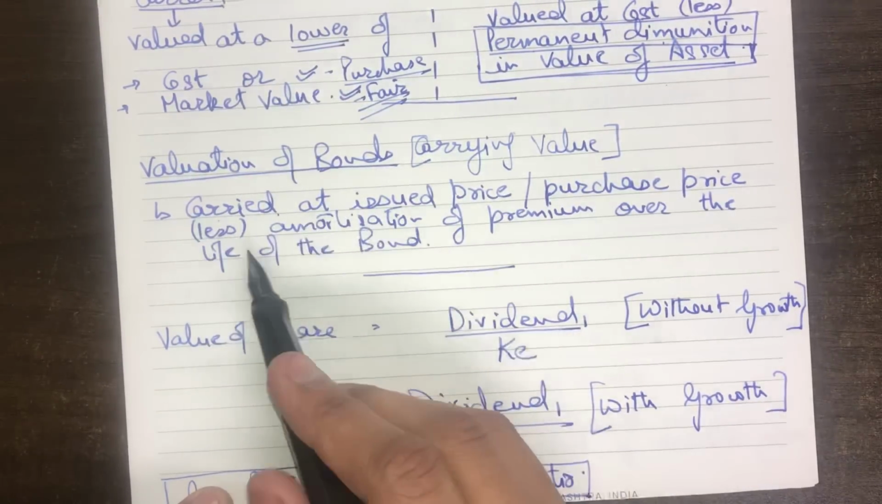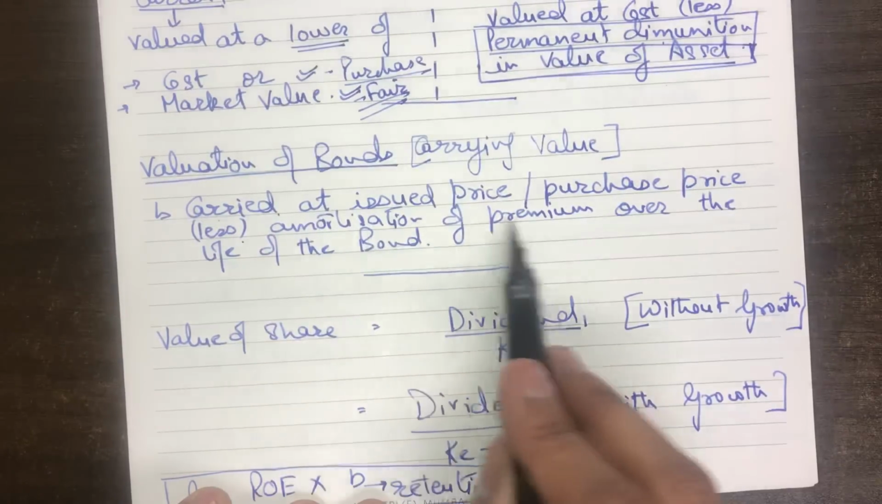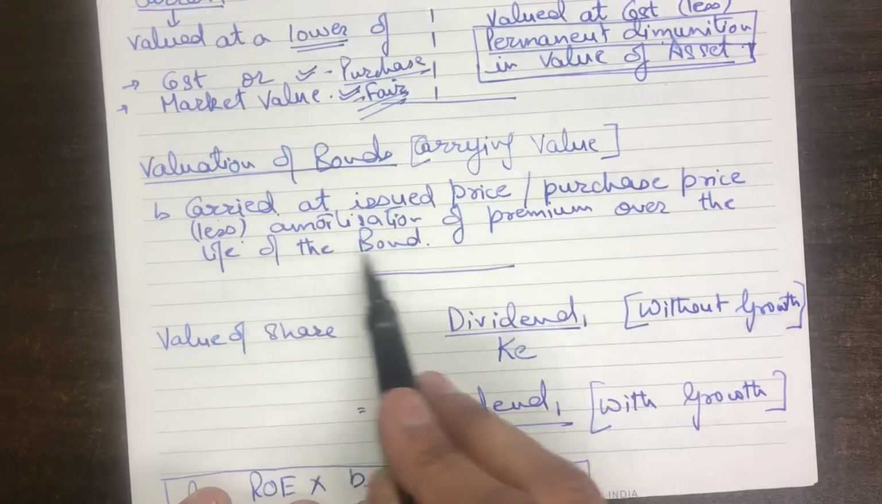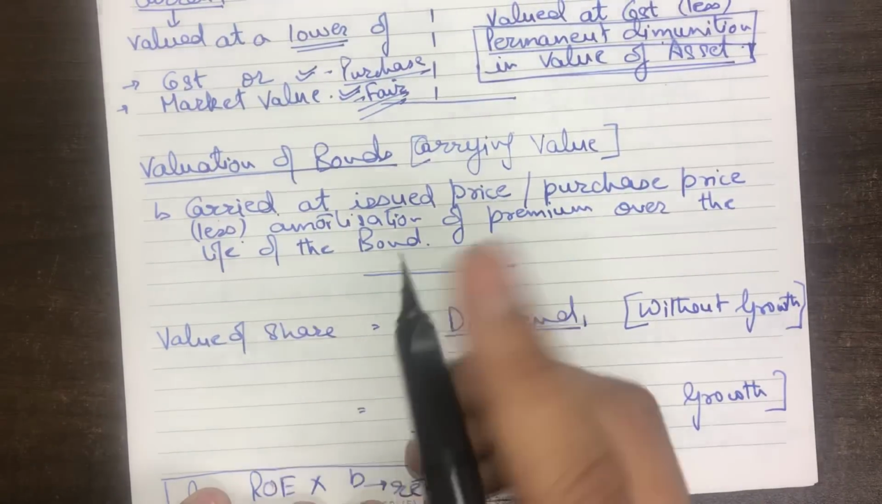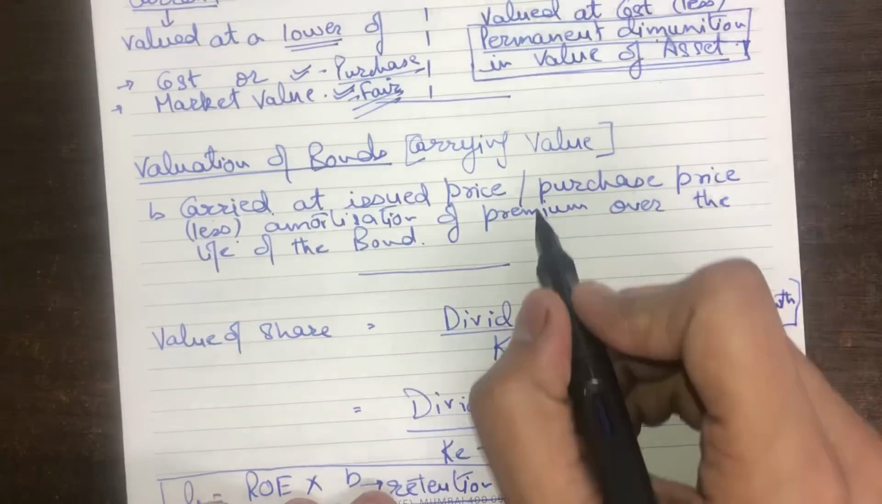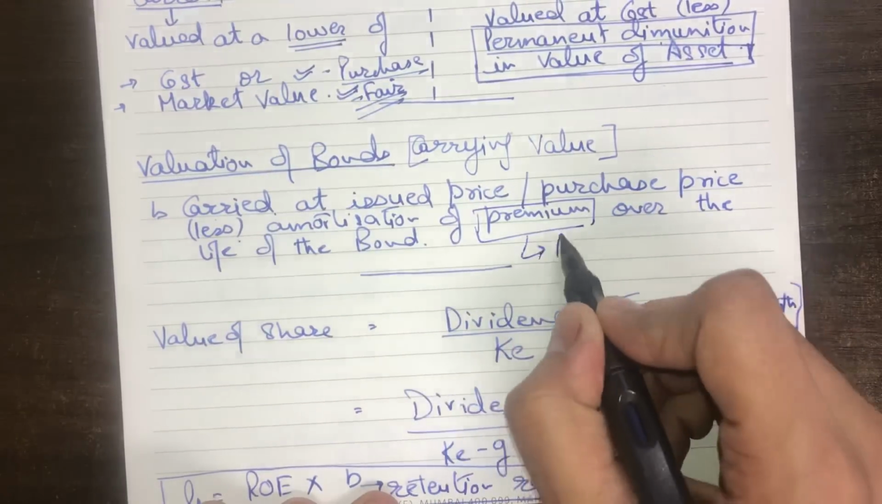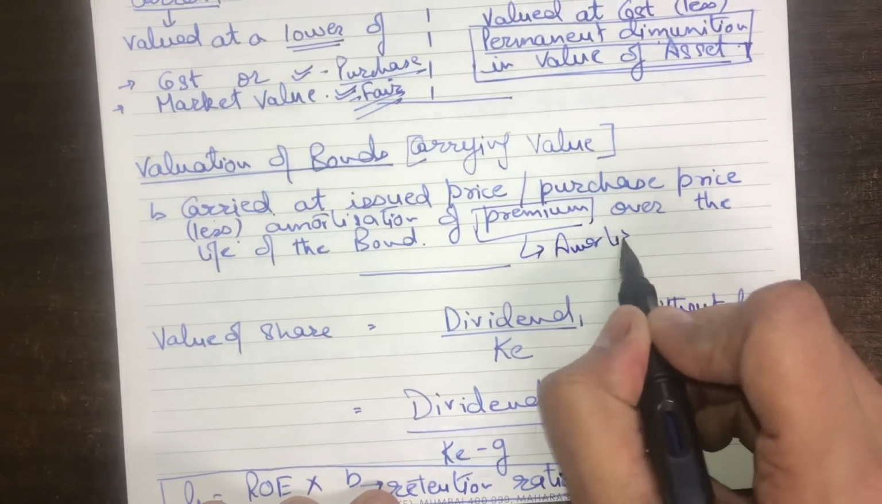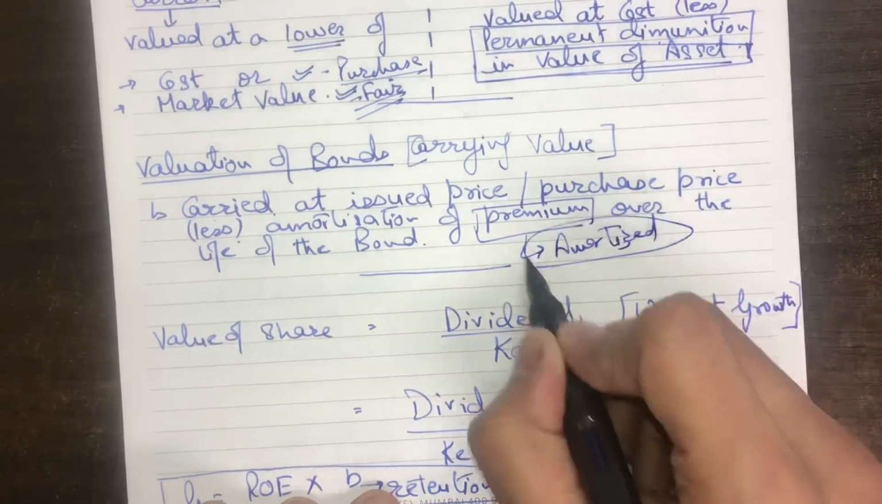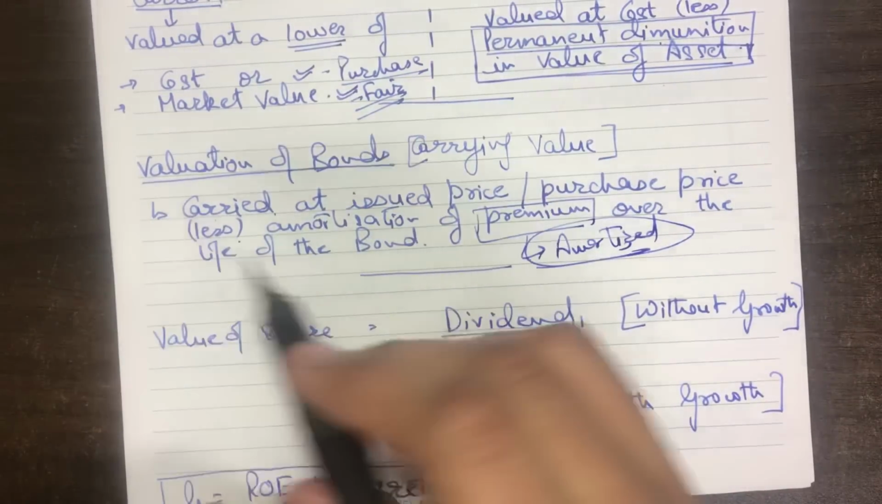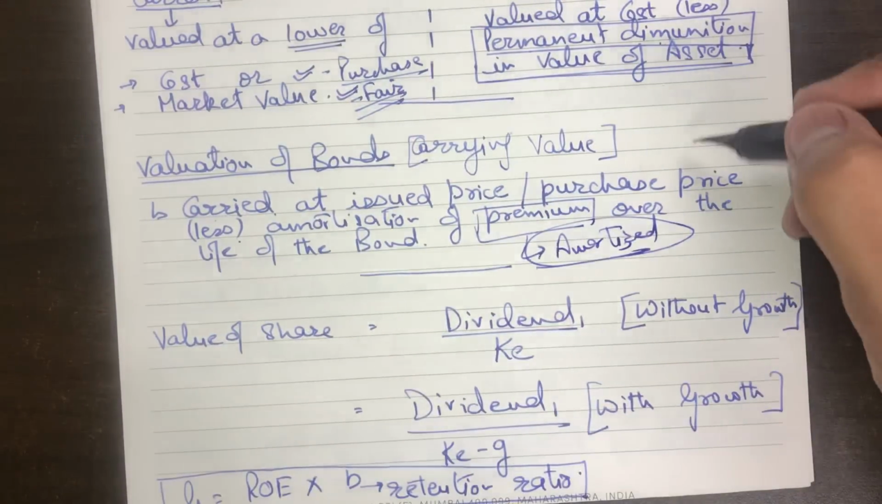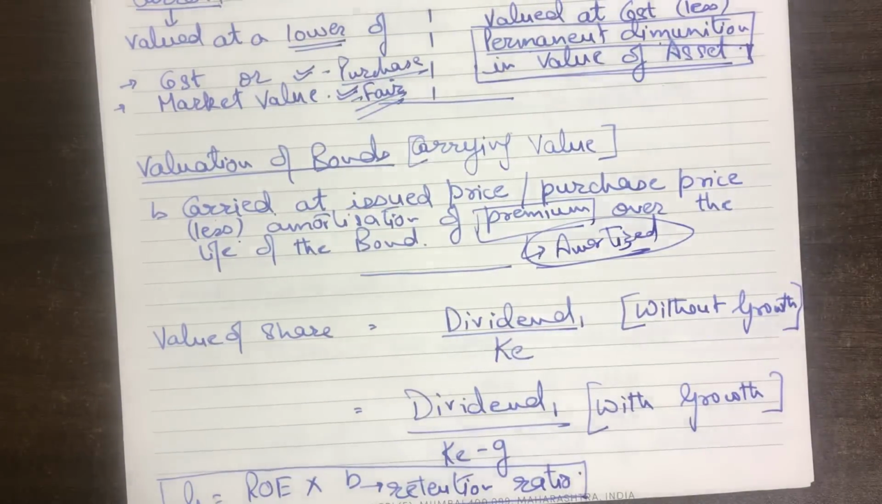So the value at which you have purchased these bonds should be the carrying amount of this particular bond, less amortization of premium over the life of the bond. Guys, if you have paid some premium on the purchase price of a particular bond, then that premium is to be amortized over the life of the bond.